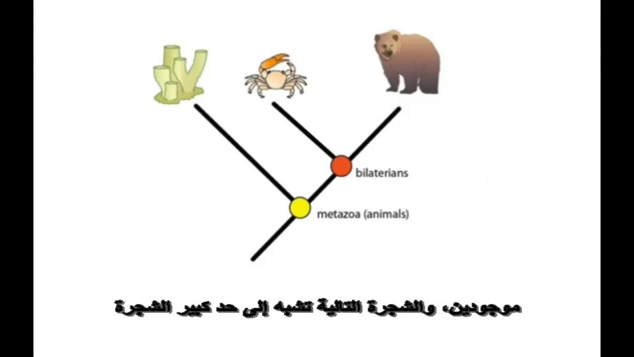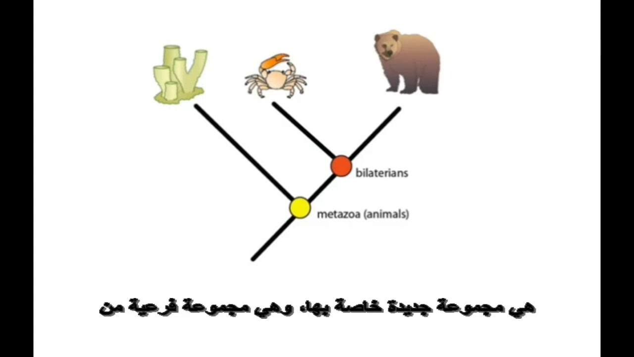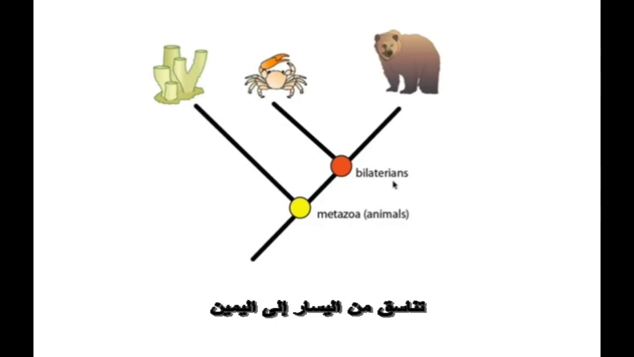This next tree is pretty much the same as the first one, except that we recognize that the crab plus bear lineage is a new group of its own, a subset of animals called bilaterians. Bilaterians are animals whose bodies have a plane of symmetry, left to right, for example. This red dot thus represents the last common ancestor of all bilaterians.